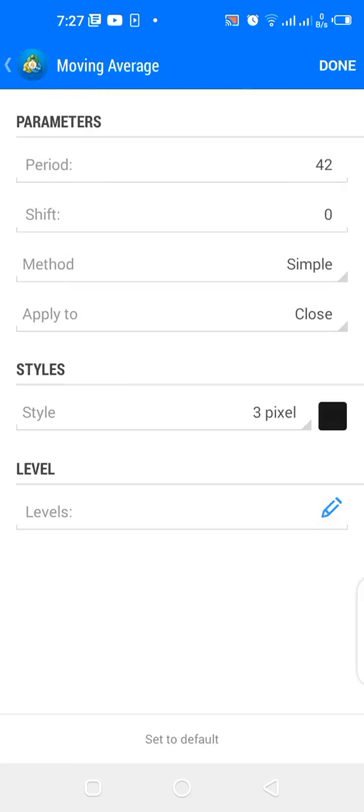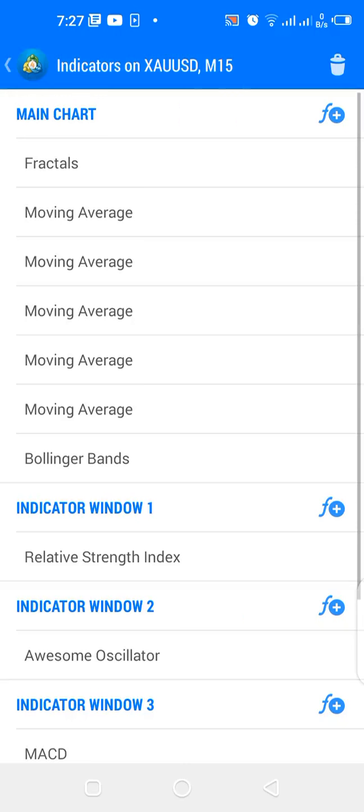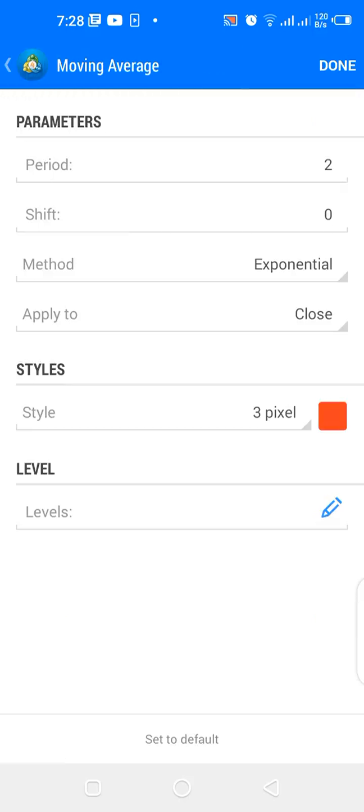Then I have a 42 period moving average. Method is simple, applied to close, color is black. I also have a 38 period simple moving average, applied to close, color is purple. So I have a 10 period simple moving average, applied to close, and the color is blue. Then I have a 2 period exponential moving average, applied to close, color is red. Then I have Bollinger Bands, 20 period, deviation is 2.0, applied to close, color is gray.